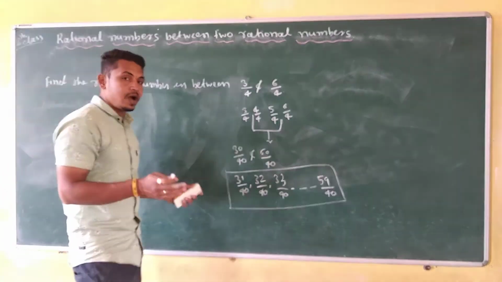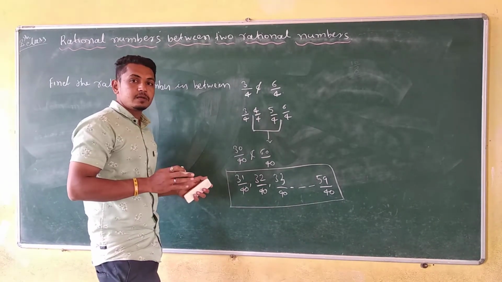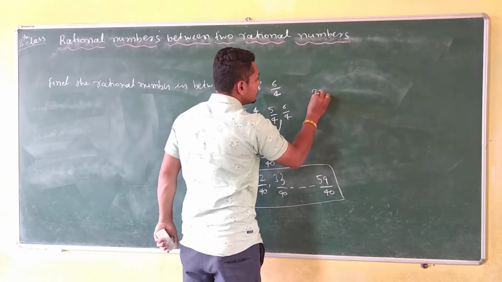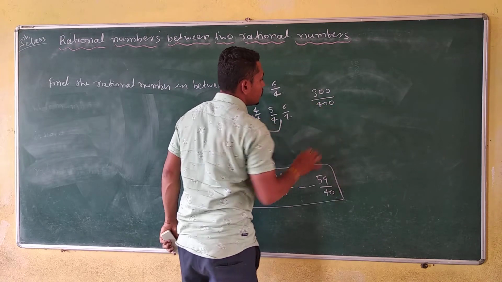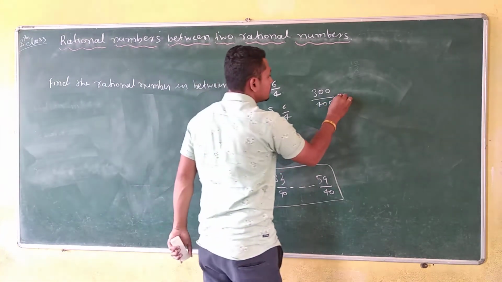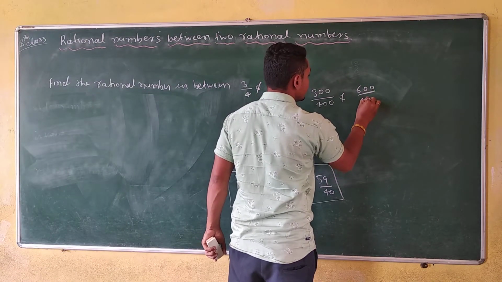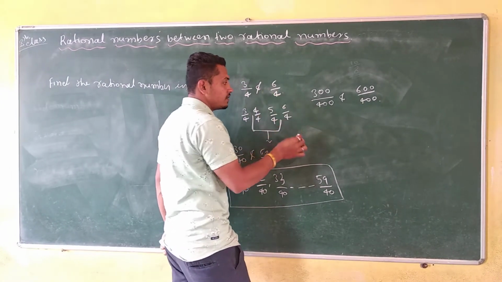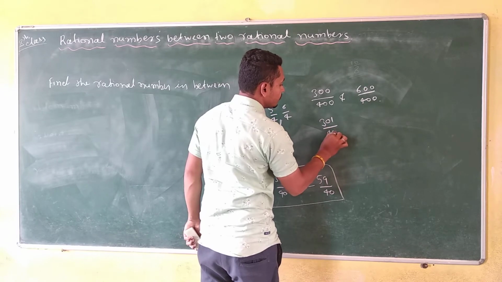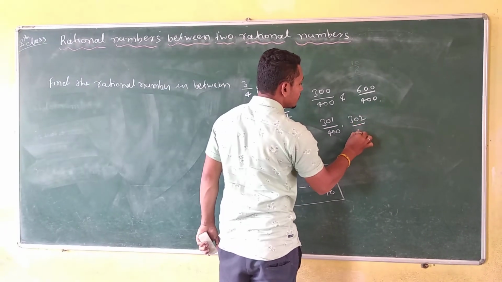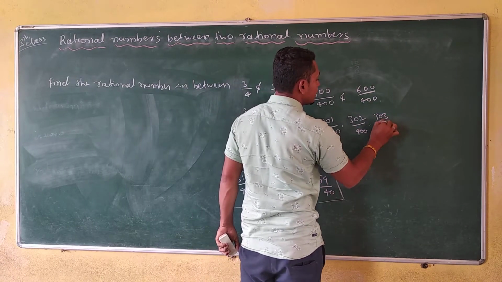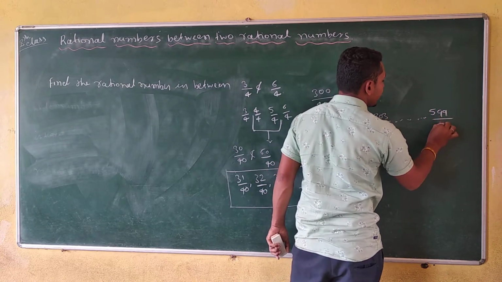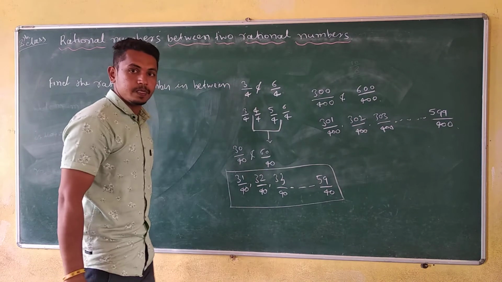If you need a larger number of rational numbers in between 3 divided by 4 and 6 divided by 4, you can take 300 divided by 400 and 600 divided by 400. Now we can write the rational numbers in between: 301 divided by 400, 302 divided by 400, 303 divided by 400, so on till 599 divided by 400.